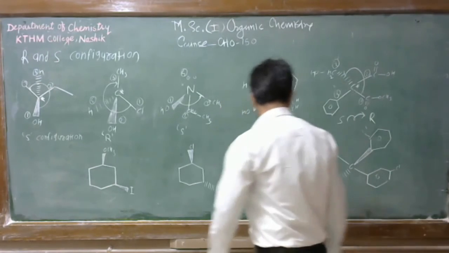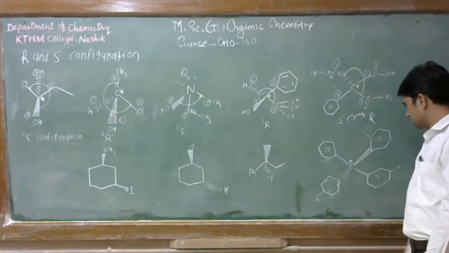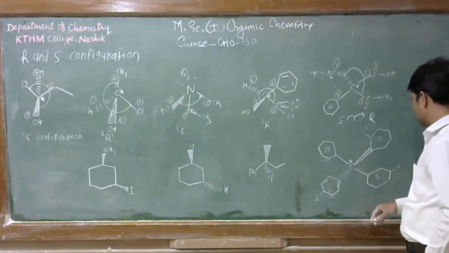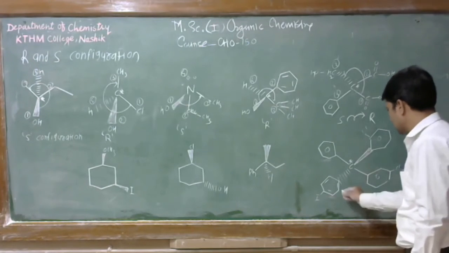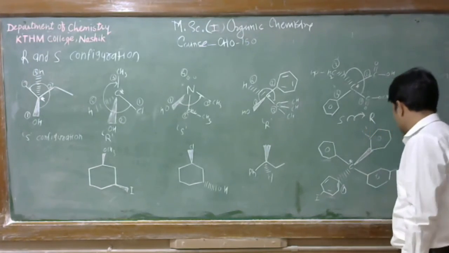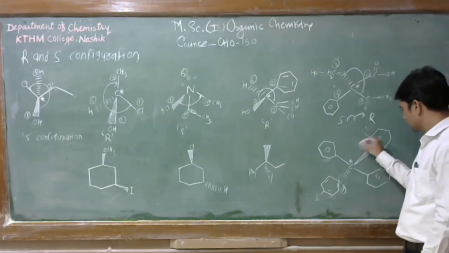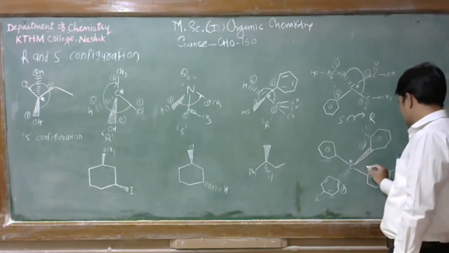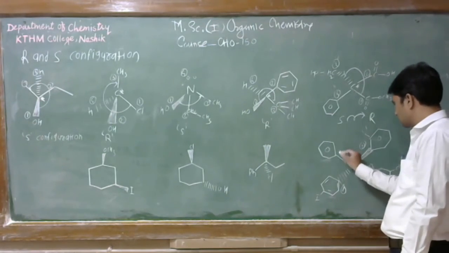Now, in this case, see here, this is the chiral carbon atom and attached to it is a benzene ring, but this benzene ring has iodine here, hence it has the first priority. This benzene ring has chlorine at the ortho position, so it has second priority. The one with chlorine at meta has third priority, and this has the fourth priority.